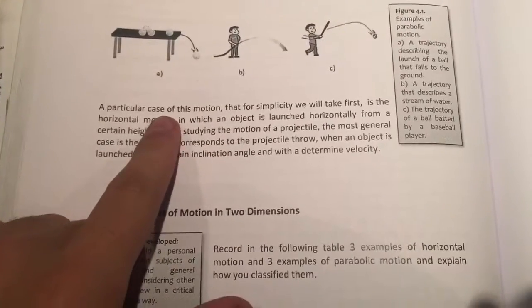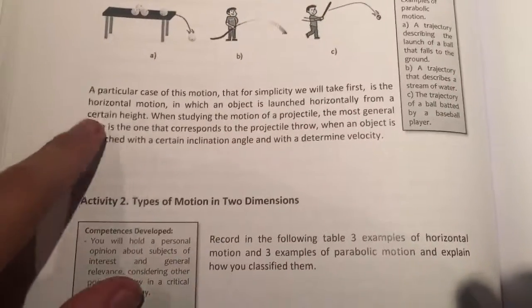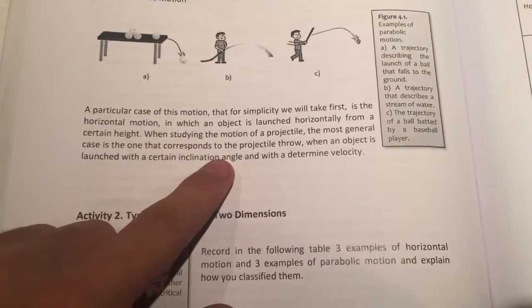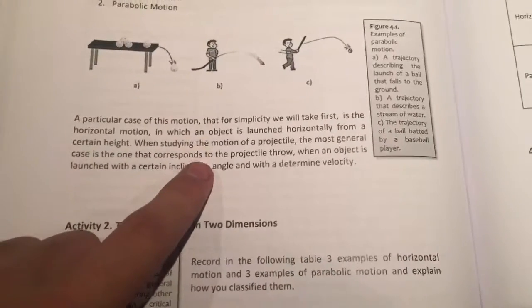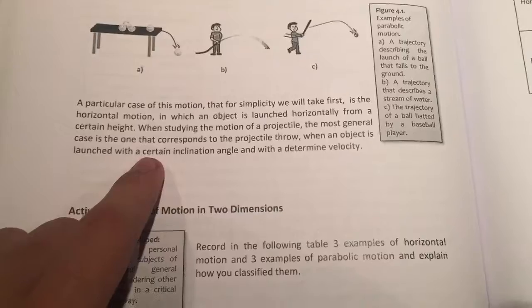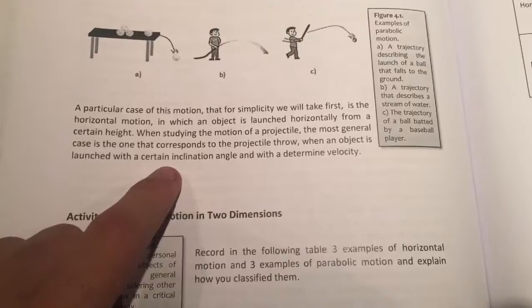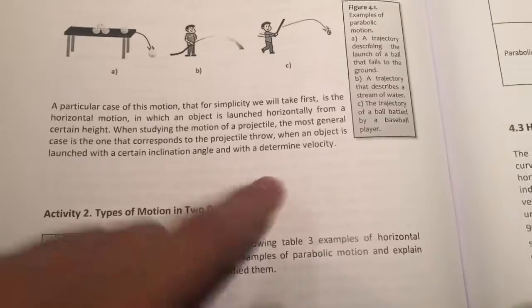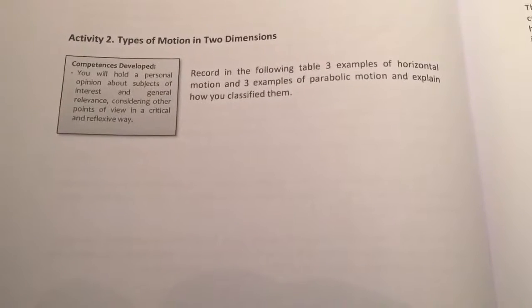by a baseball player. A particular case of this motion that for simplicity we will take first is the horizontal motion, in which an object is launched horizontally from a certain height. When studying the motion of a projectile, the most general case is the one that corresponds to the projectile throw, when an object is launched with a certain inclination angle and with a determined velocity. Types of motion in 2 dimensions.